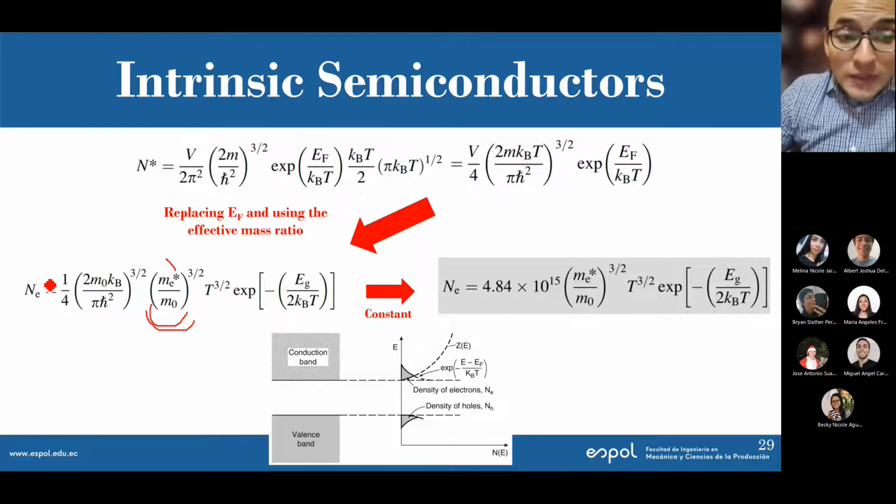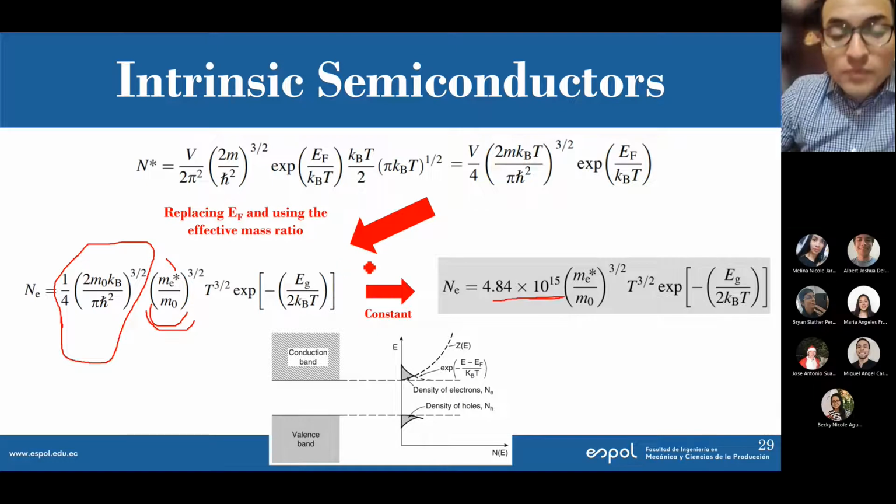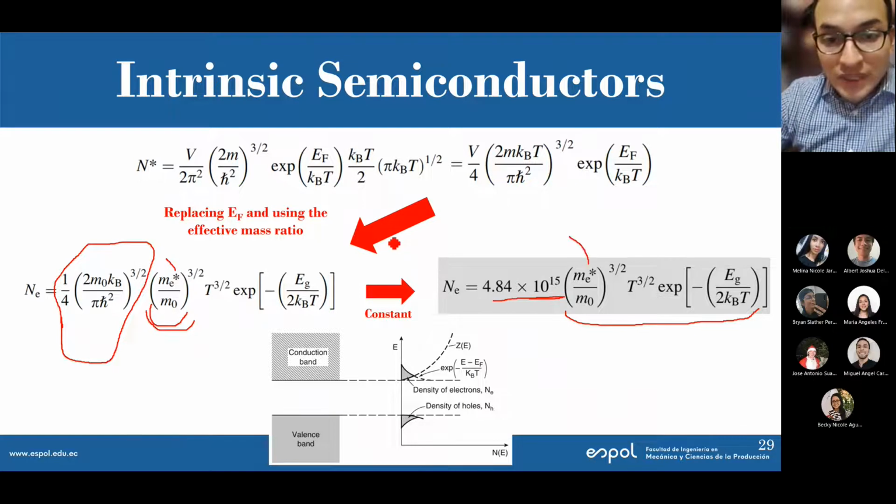And all of this big term right here can be defined as a constant, right? And that constant equals this value, 4.84 times 10 to the 15. And then you get the whole expression that is actually dependent on the effective mass, which has its value, and obviously it depends on temperature and on the value of the energy gap. Okay, is that clear so far, guys?